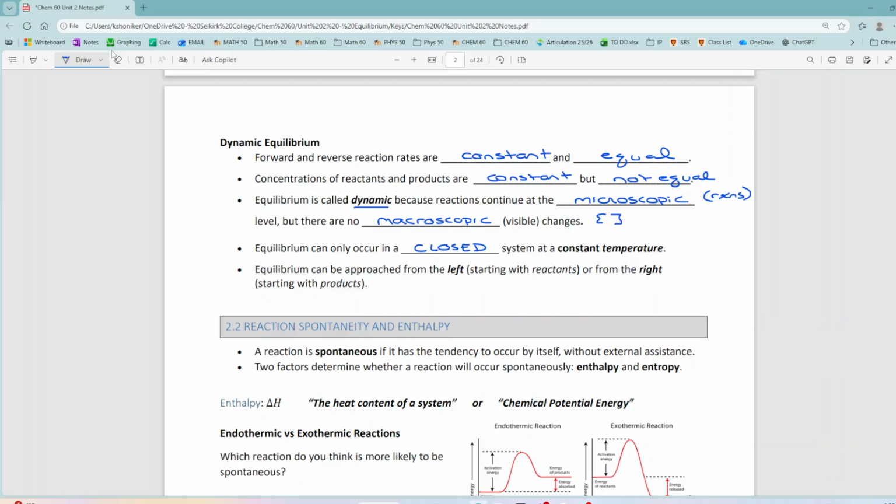The other key point is that equilibrium can be approached from the left. So you can start with reactants or you can start with products, right? You can start with your products, go to reactants, and then all of a sudden you'll reach equilibrium.